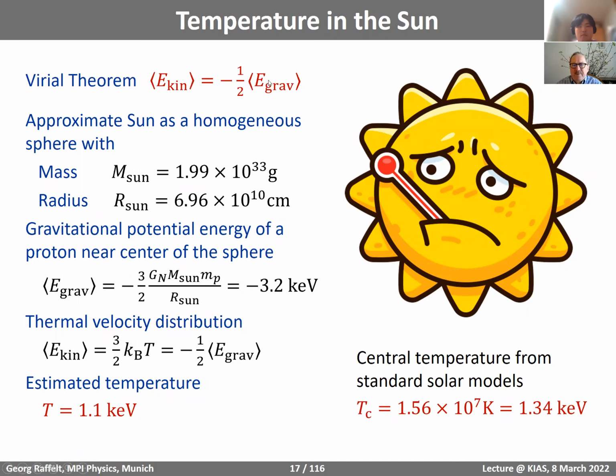So if you approximate the sun as a homogeneous sphere consisting, let's say, only of hydrogen, of protons, and because of the mass and radius of the sun given here, then the gravitational potential of a proton near the center of that sphere would be -3.2 keV, just using Newton's law. And then the thermal velocity distribution gives us that the kinetic energy should be 3/2 k_B T. From this, one concludes that the temperature in the sun should be around a kilo electron volt, which is very close to what one finds in the standard solar model.